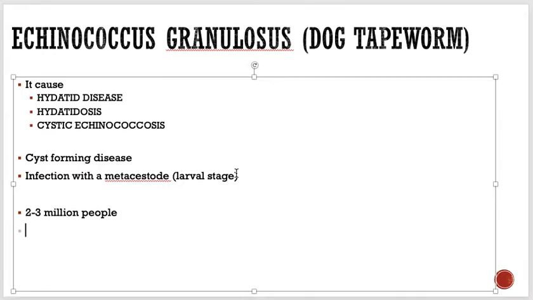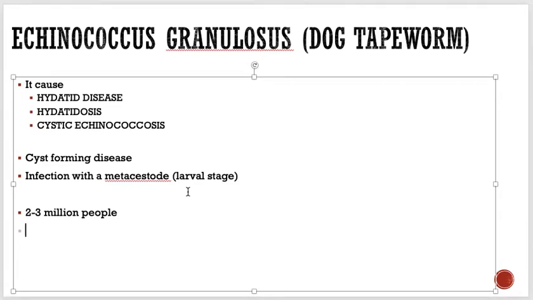Now, the adult form of this one lives in the jejunum and the duodenum of the dogs, and also the wolf and also the fox, and that's why it is also called dog tapeworm. And the larval stage or the metacestode is found in humans as well as other animals like sheep, goats, and cattle.